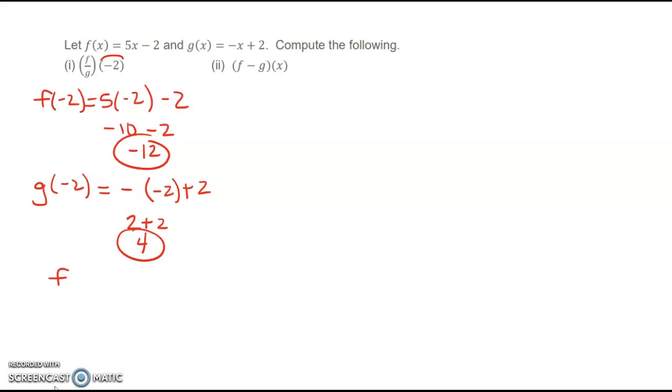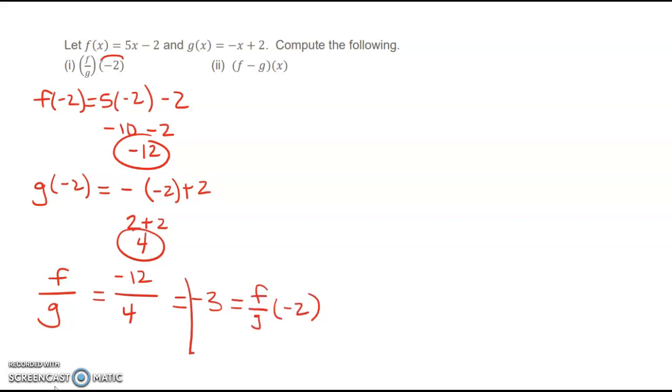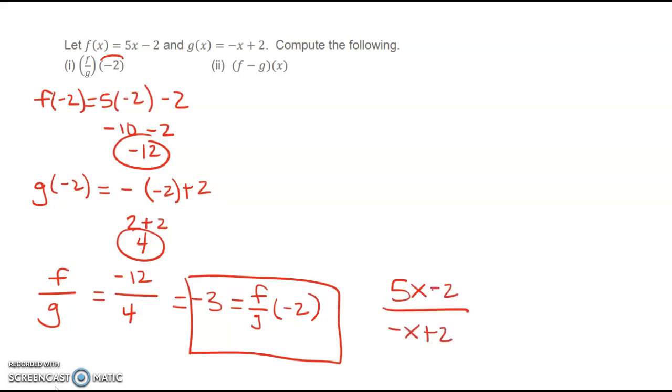So now when we need to do f over g, we can just say, okay, f was negative 12, g was 4, so negative 12 over 4, we're going to get negative 3. So that tells us then f over g of negative 2 equals negative 3. You also could have done this, you could have just said, okay, 5x minus 2 over negative x plus 2, substitute it in there, so say, okay, 5 times negative 2 plus 2 over negative 2 plus 2, and you can see we would get the same answer. So it's really just a matter of preference. Both ways work just fine.